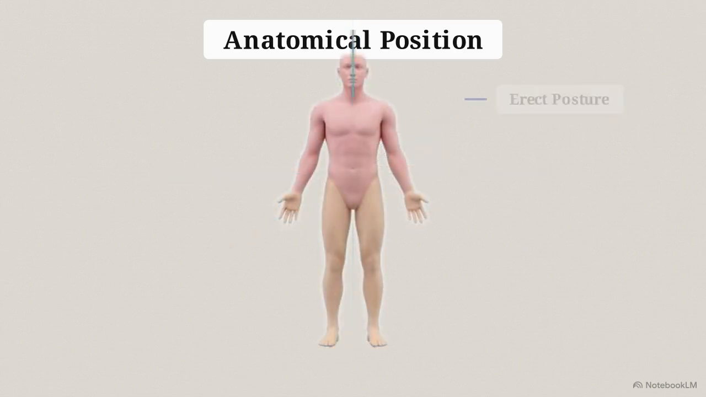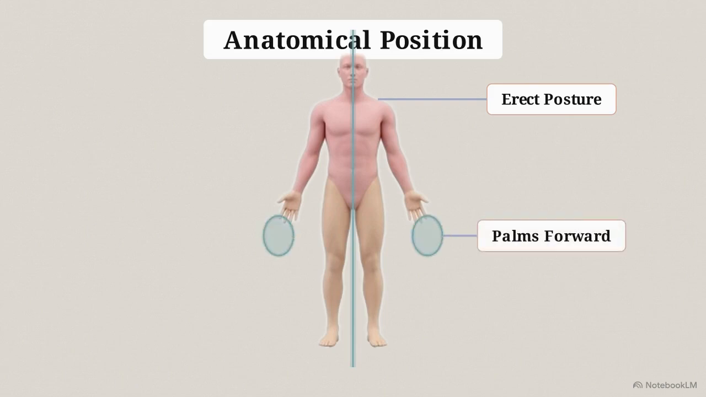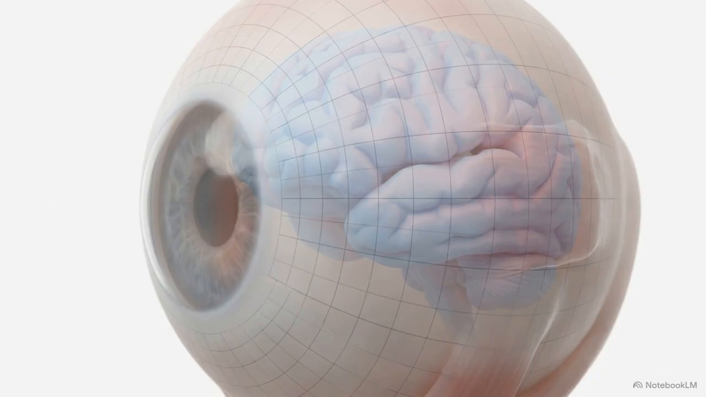The body is erect, facing forward. The arms hang straight at the sides, with the palms facing fully forward, and the feet are positioned slightly apart, toes pointing straight ahead. Anatomical terminology provides the geometric framework required to map three-dimensional biological space with absolute precision.